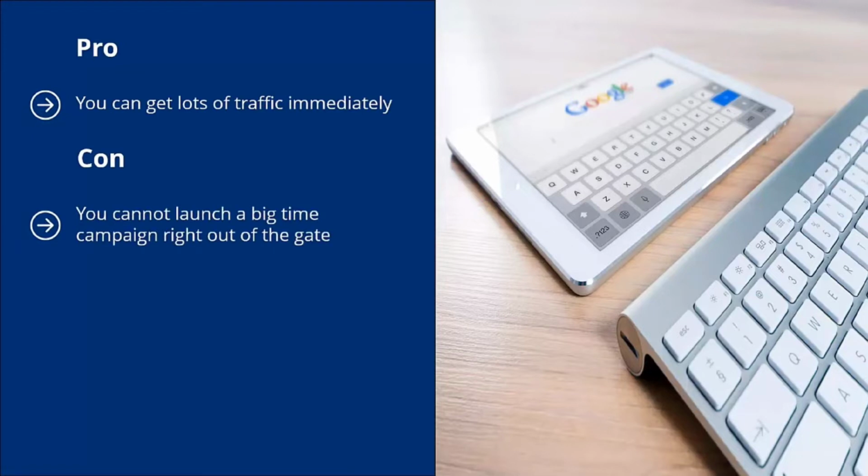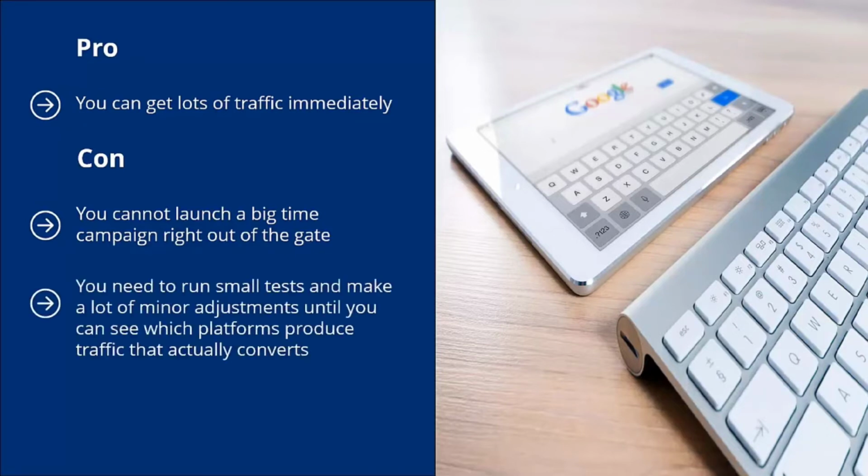Con: you cannot launch a big-time campaign right out of the gate. Don't do that. You might end up spending tremendous amounts of money and then having very little to show for it. You need to run small tests and make a lot of minor adjustments until you can see which platforms produce traffic that actually converts. You can also modify the way you describe your link as well as other factors to maximize your click-through, and then after that, maximize conversions.